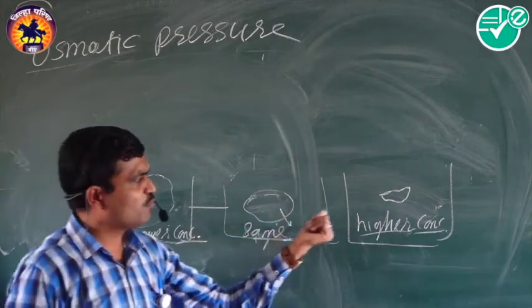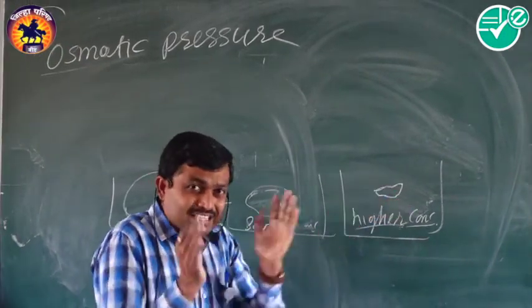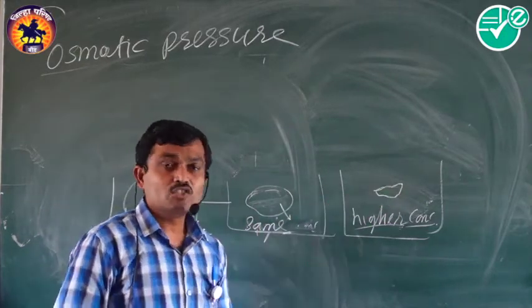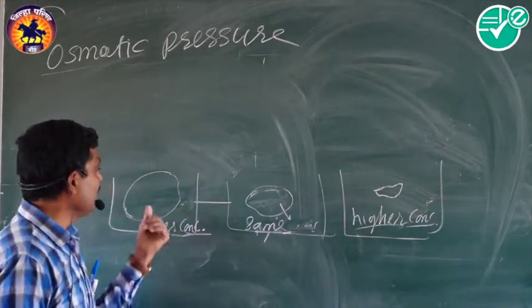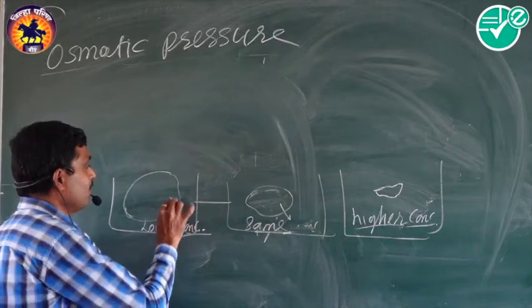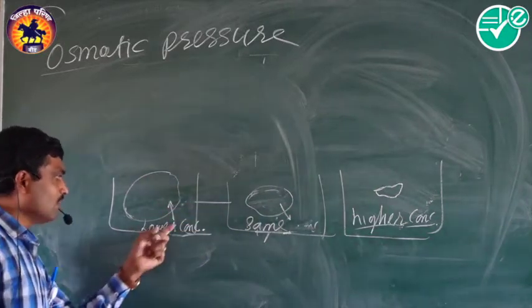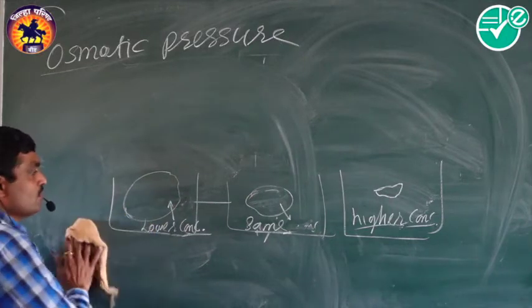But if we put this cell into a higher concentration, the cell becomes shrunk because the solvent flows out of the cell. And if you put the cell in a lower concentration, the flow of solvent into the cell takes place and the cell swells.